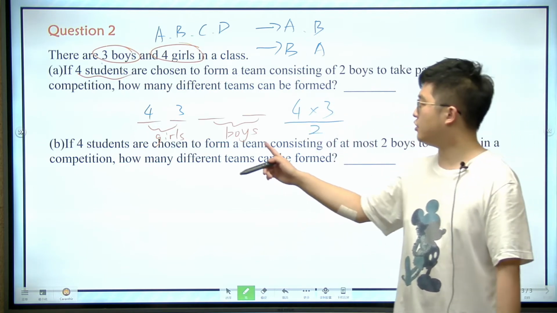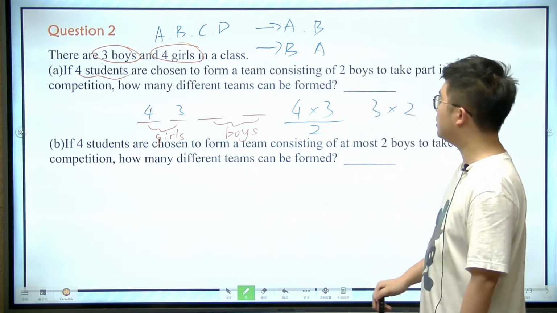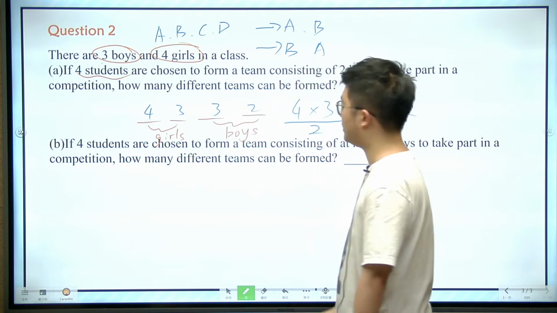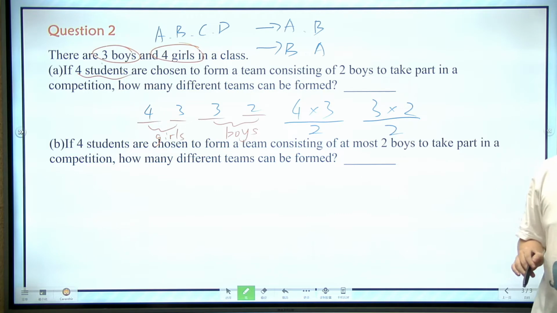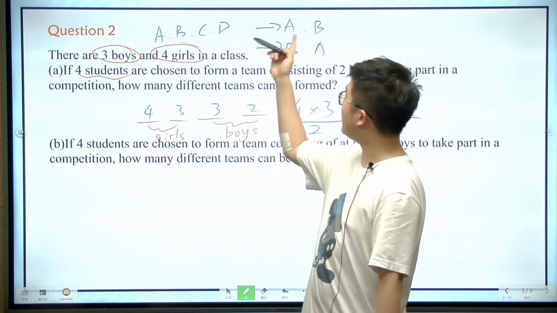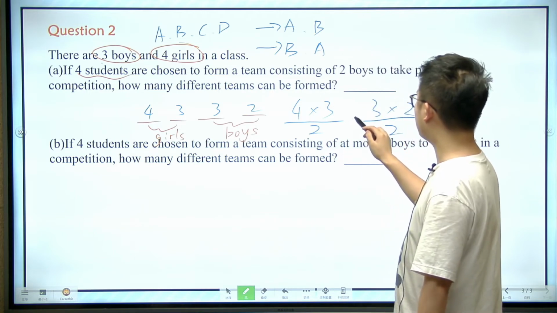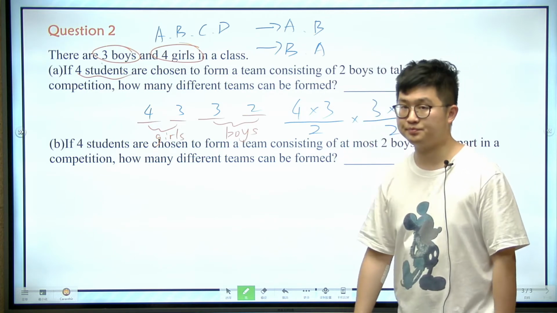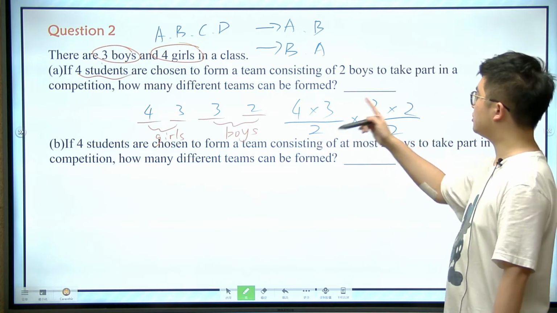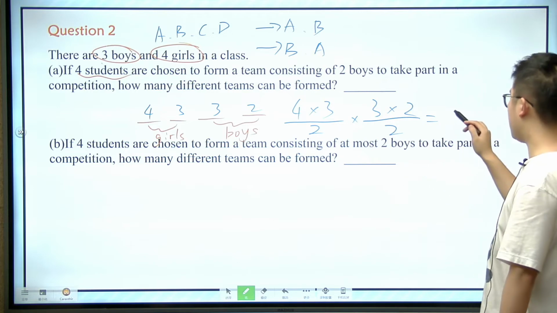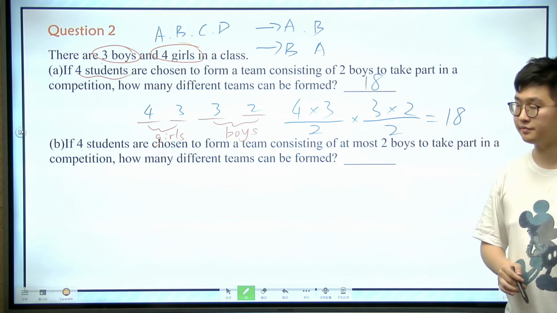It's the same for the boys, right? Because for boys, we have 3 times 2. We have 3 choices here, 2 choices here, but still need to divide by 2, because it's still the same, right? AB is BA. So we multiply them together. So the result should be 18.